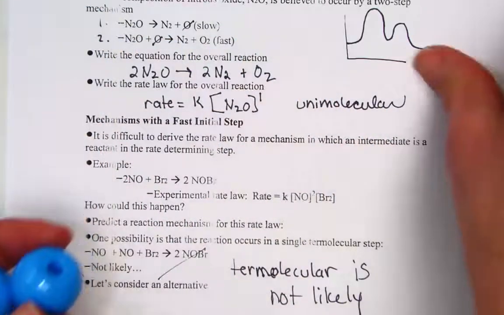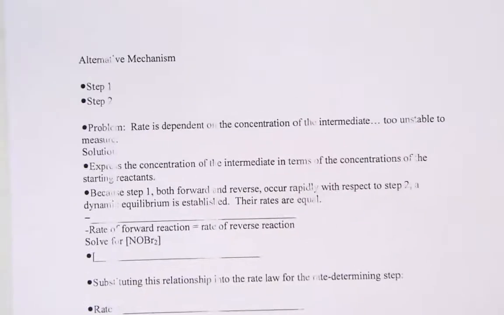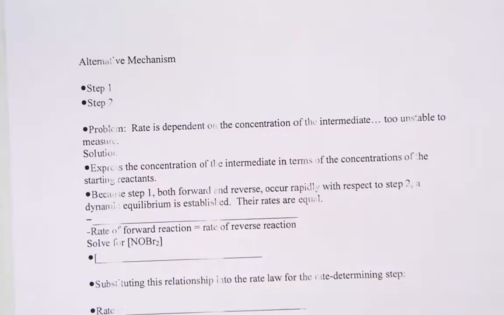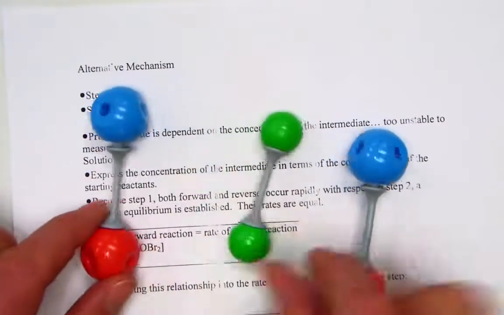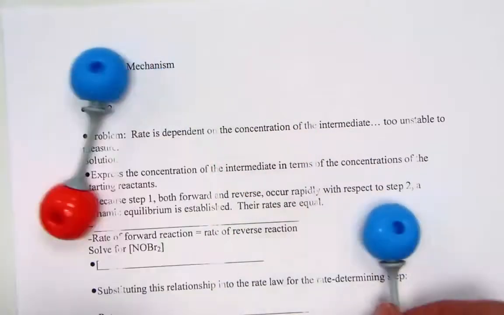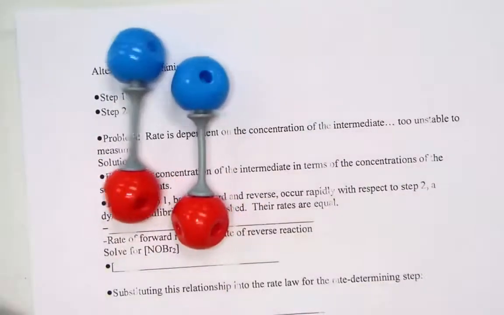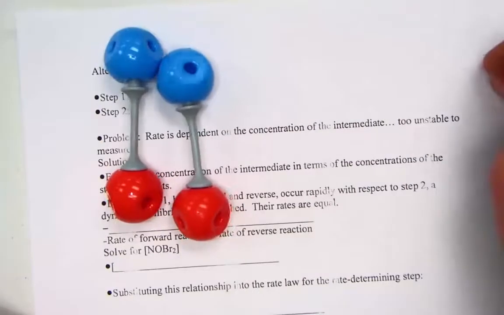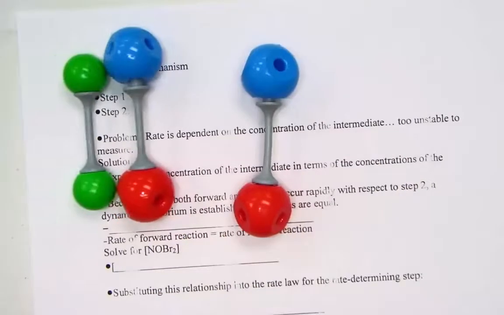Again, if we just flip the page of our notes, let's propose a second alternative mechanism. Instead of one step where all three collide, what might be a different pathway? A couple of options to consider. Suppose I take an NO and a Br and collide that. Or the other choice would be to take the two like molecules and collide those. It really doesn't matter what you propose because we'll make an intermediate and then use it up in the next step. So we've got three molecules.